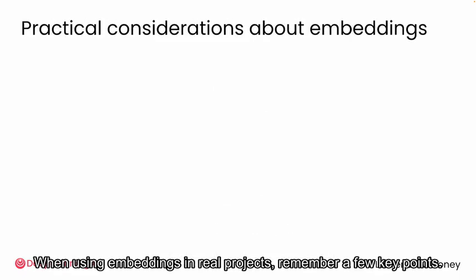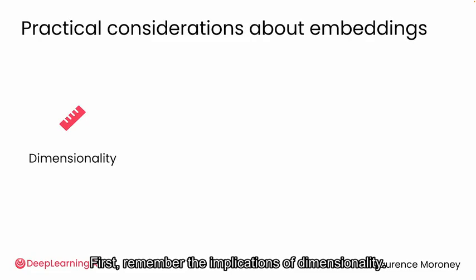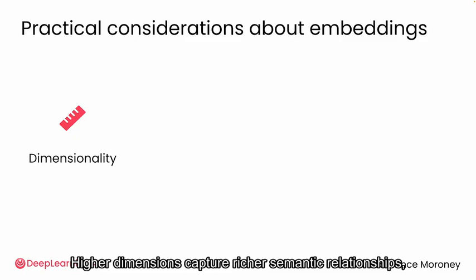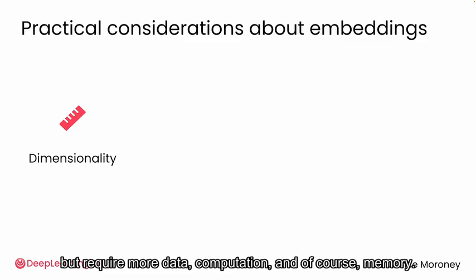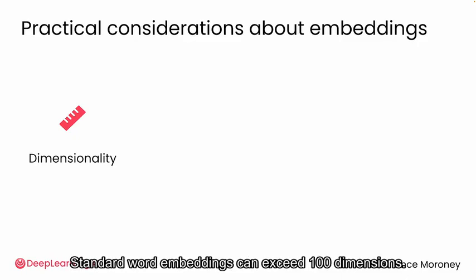When using embeddings in real projects, remember a few key points. First, remember the implications of dimensionality. Higher dimensions capture richer semantic relationships, but require more data, computation, and of course memory. Standard word embeddings can exceed 100 dimensions.